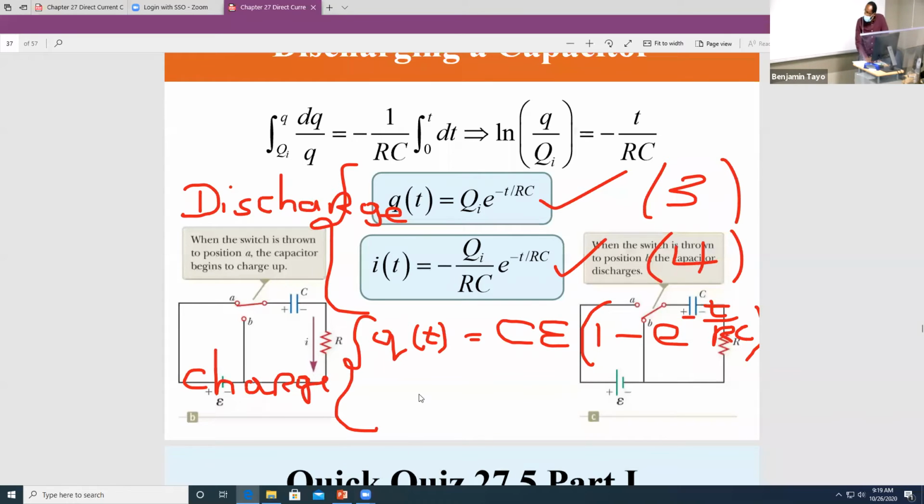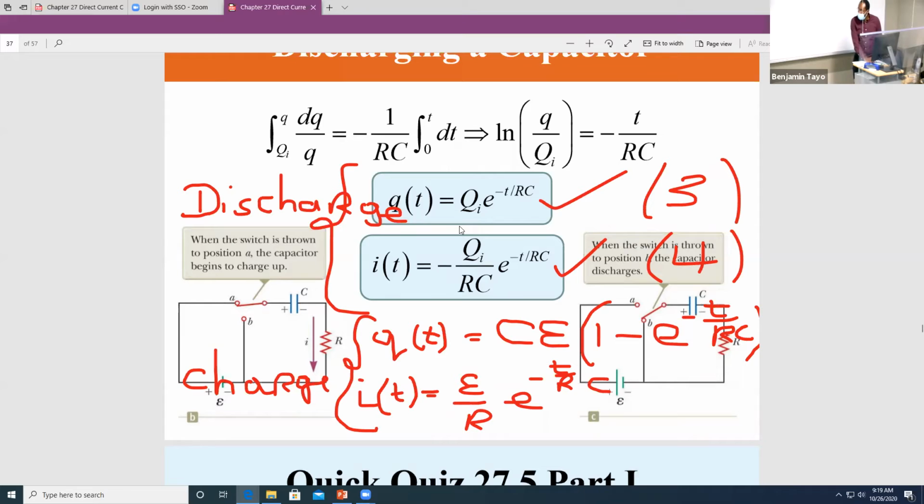And the current, I of t, is given by this equation here, this over that, times e to the negative t divided by R times C. So just those four equations, you can solve all the problems in this section here.